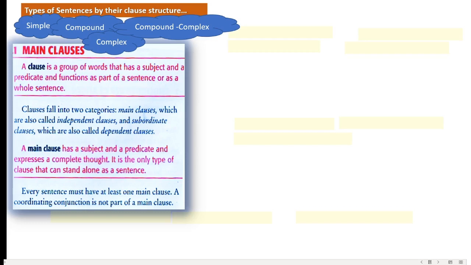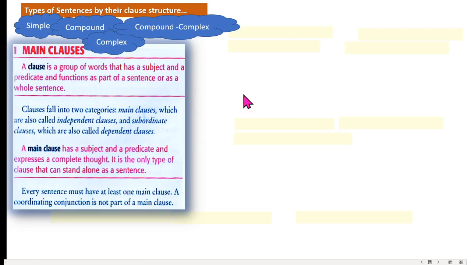Now I want to move into a different part of this lesson. When you combine words by coordinating, when you combine clauses into sentences, depending on whether you use coordination, subordination, or both, we classify the sentences according to the structure, according to the clauses we use, and the connectors.